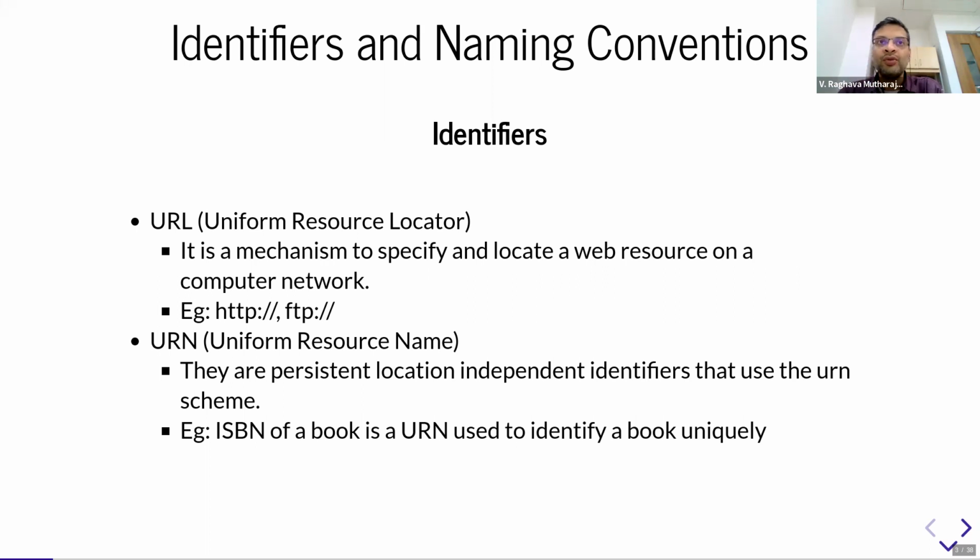Okay. URN is again very similar in the sense that it can be used as an identifier, but it's not browsable. So you cannot browse a URN. Something like the ISBN of a book is an example of a URN, because it's used to uniquely identify a book based on a series of numbers, right?